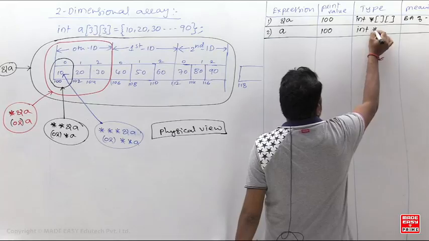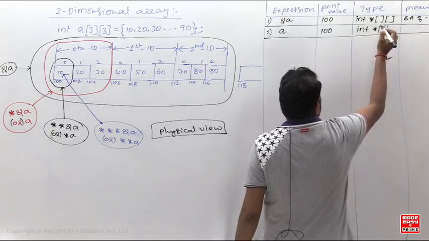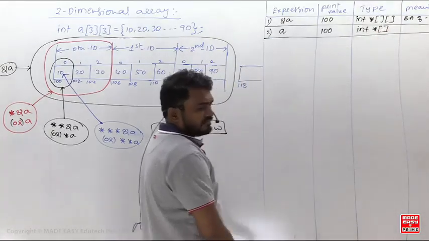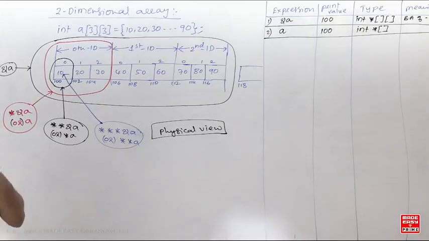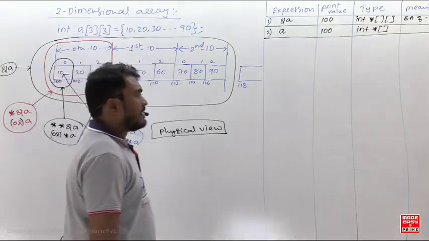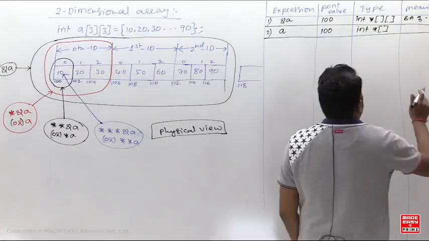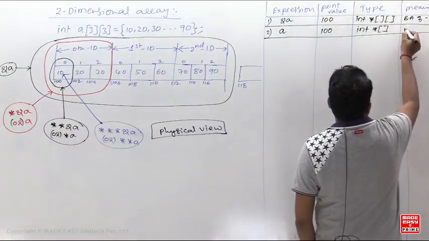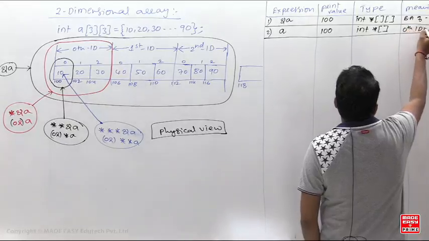So the type will be what? Int star braces. The type is int star braces, int (*)[]. Now tell me, meaning is what? Base address of the 0th 1D array.